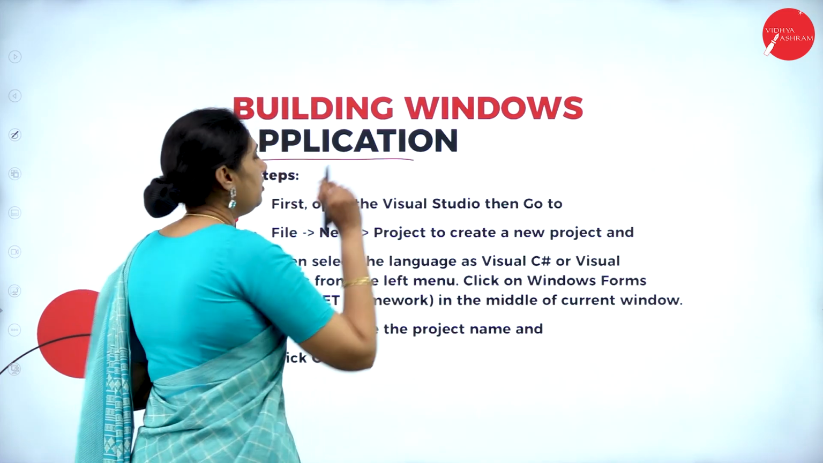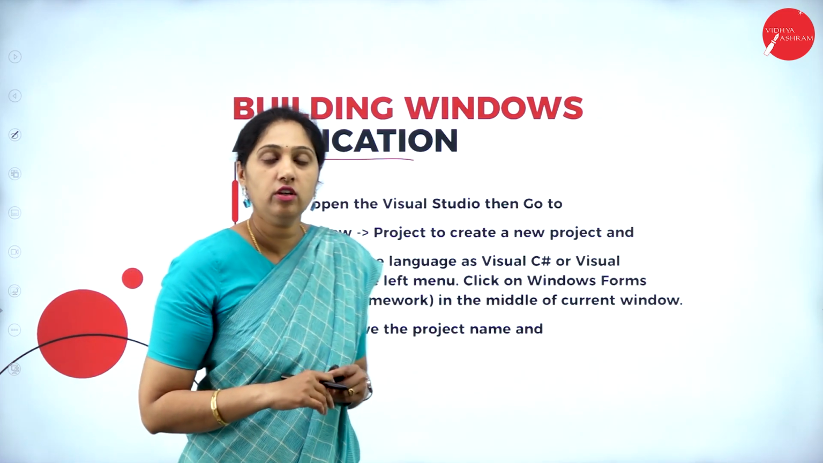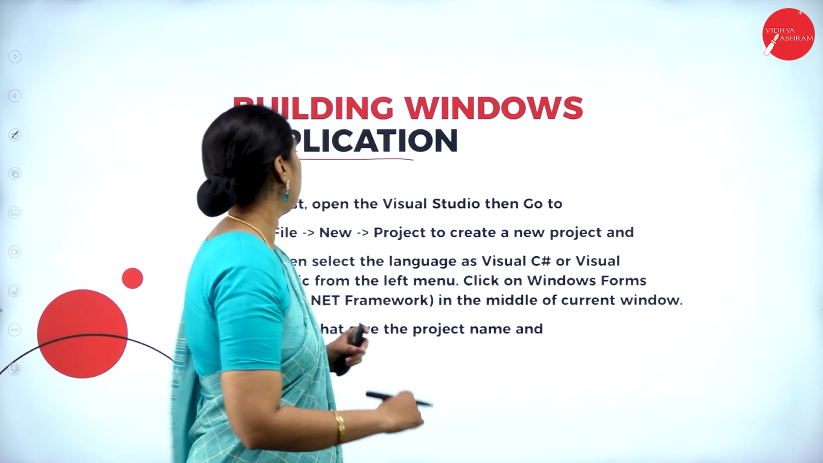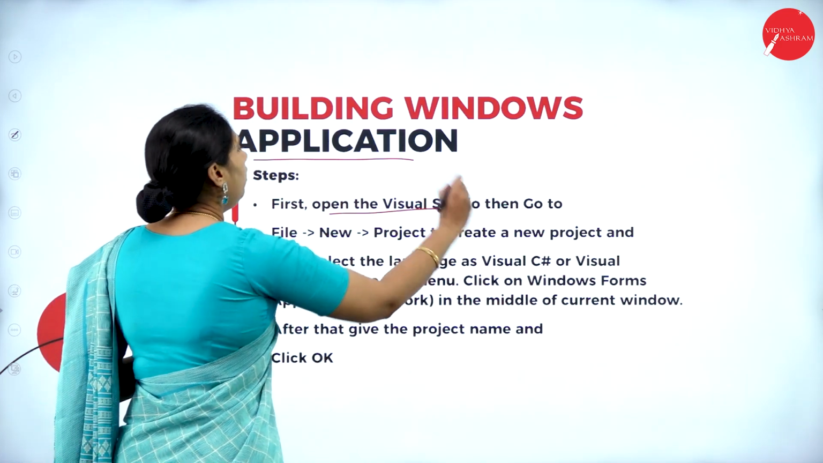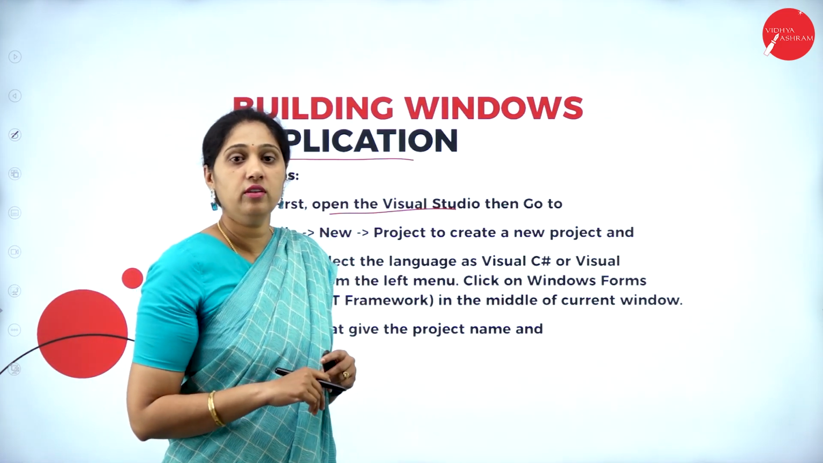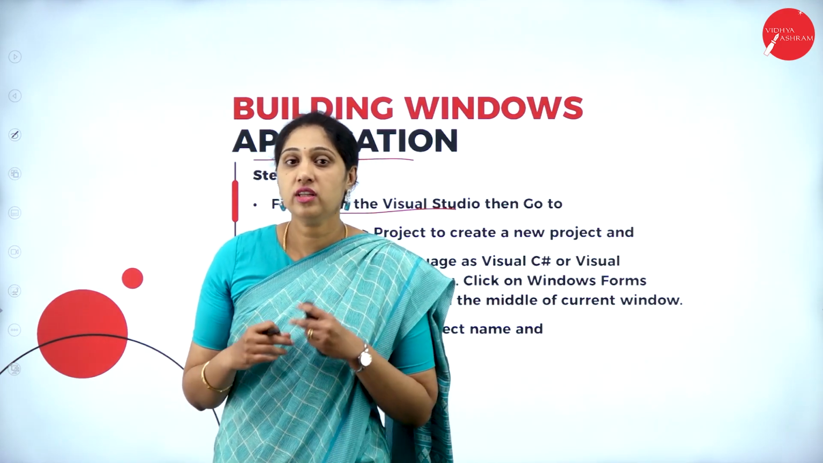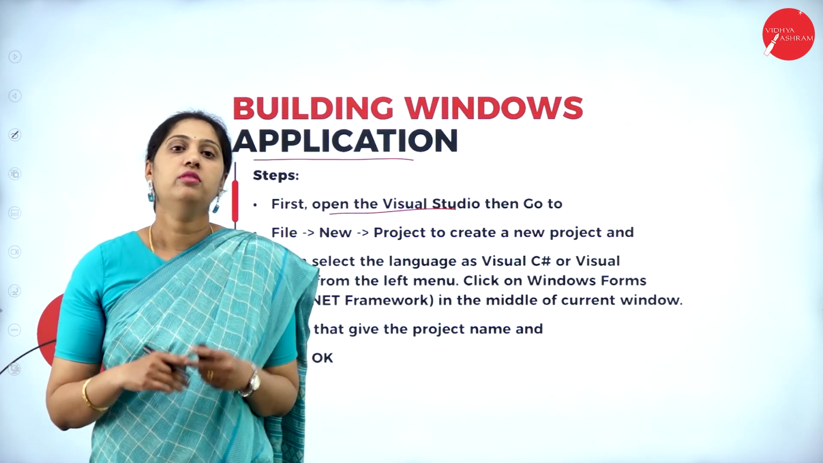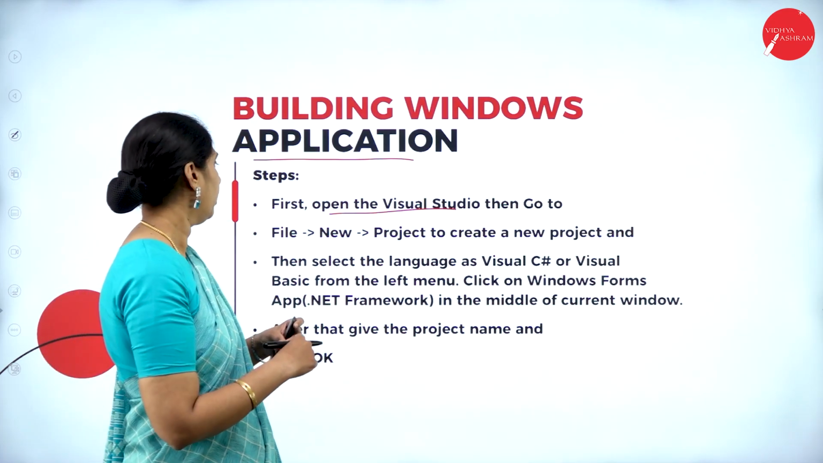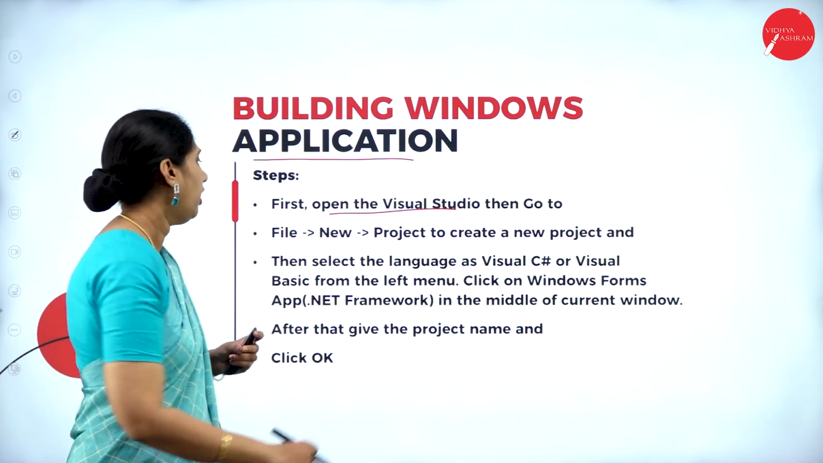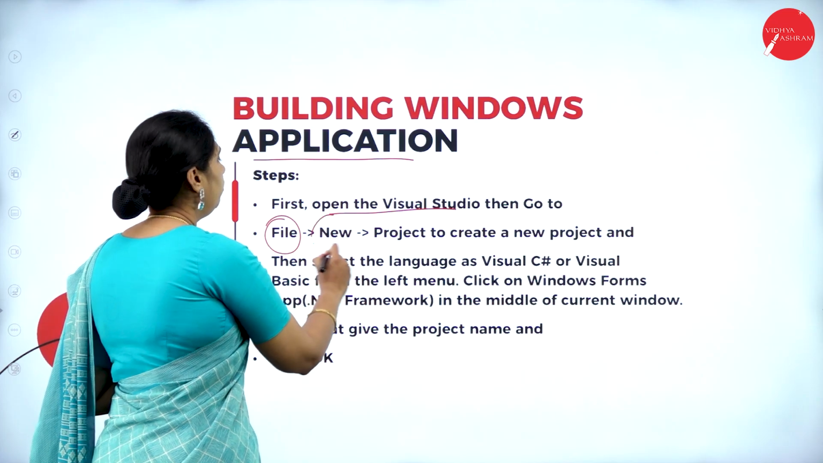So we know what an application is. Then what is a Windows application? What is the procedure for it? I've already told we have to open Visual Studio. If I want to open Visual Studio, then what should I do? I should install Visual Studio. Then where should I go? I should go to File, New.